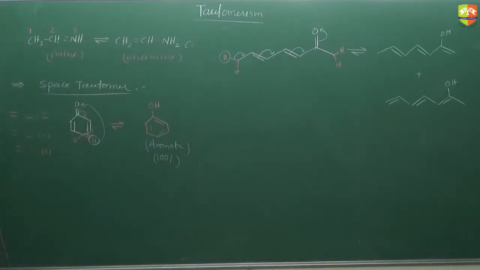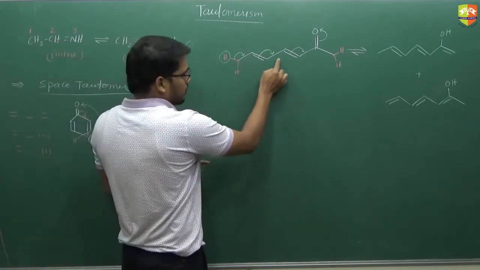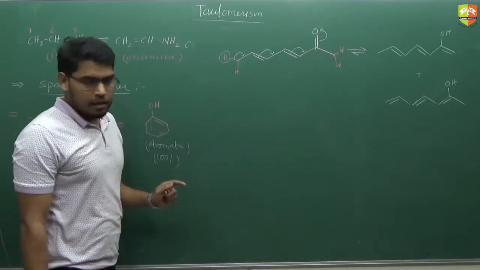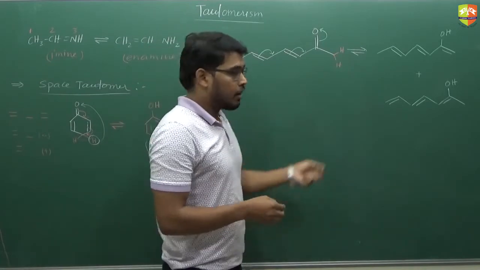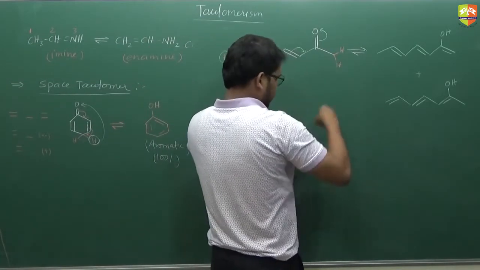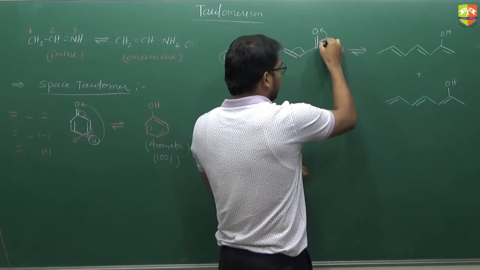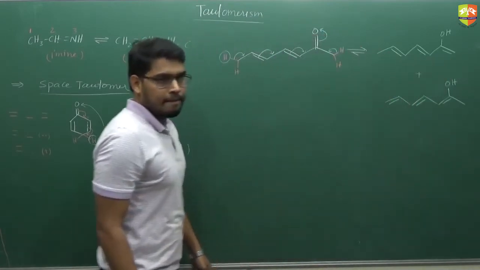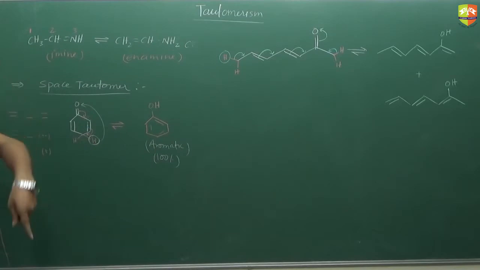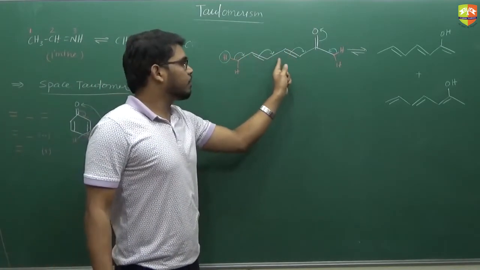Got it? Alternately, the pi bond you have to shift by one carbon atom. From here it came here, then it will come here. Okay? The other way means this one. You see, this H plus comes out, and this sigma bond makes a pi bond here, and this pi electron shifts over here, which takes this H plus. It means the carbon hydrogen bond you have to break, that sigma bond you have to convert into pi, and you have to shift the pi bond by one carbon.